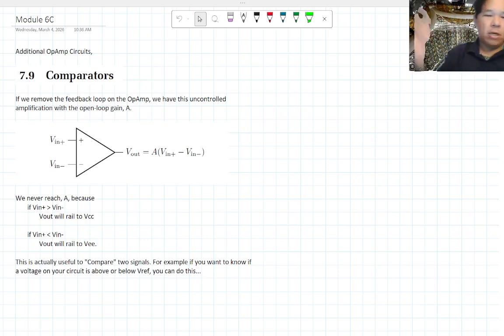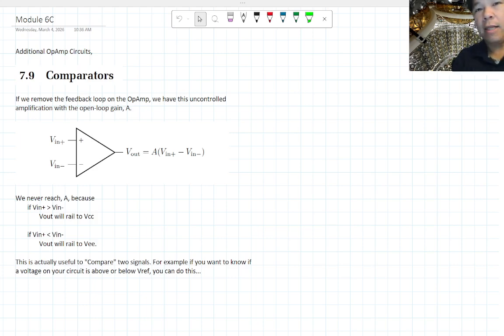Hi everyone, so we're going to finish up chapter 7. There are some additional sections in chapter 7 I want you to read, specifically on the photodiodes, but we're going to basically wrap up with 7.9, which is just some additional circuits that operational amplifiers can do. This will also lead us into our next module, which is going to be on modulation and demodulation, and comparators will lead us into some parallels with digital electronics.